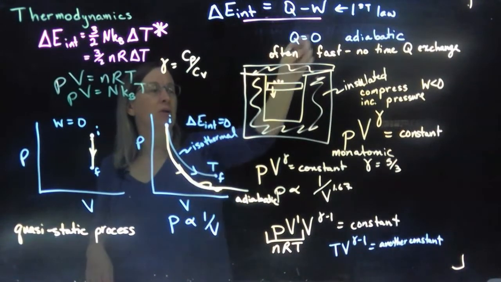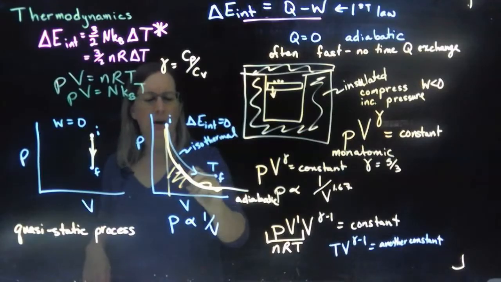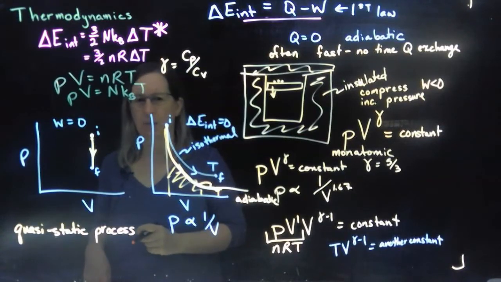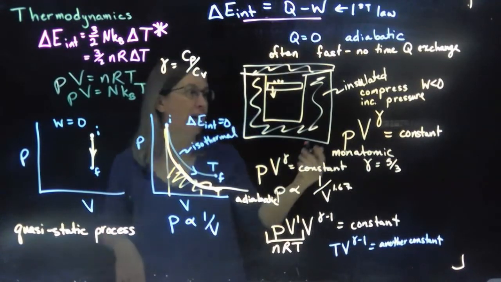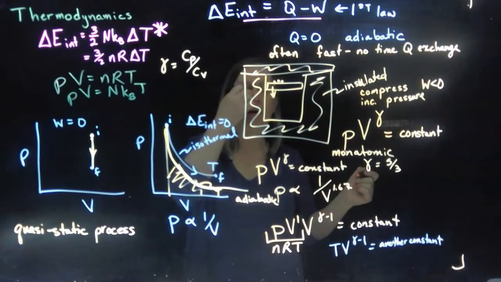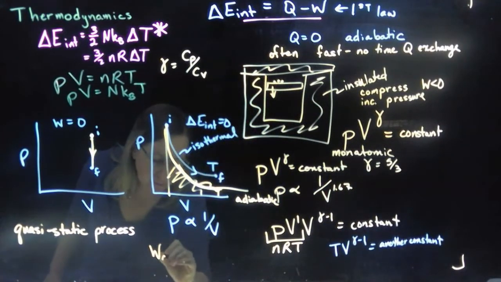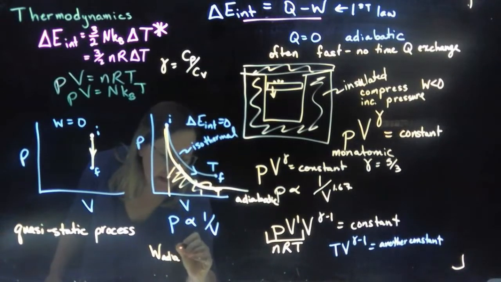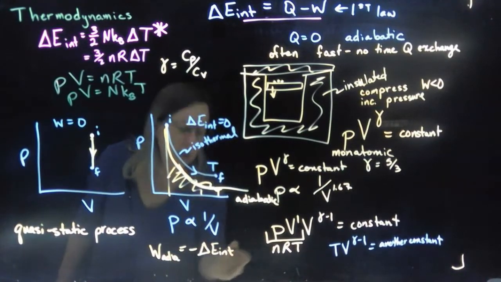And then I can find the work that's done, which would, of course, be the area under the curve for the adiabatic. And that work, for an adiabatic process, since Q is equal to 0, we can see, of course, that the work done for an adiabatic is just equal to minus the change in internal energy. And so this makes sense.